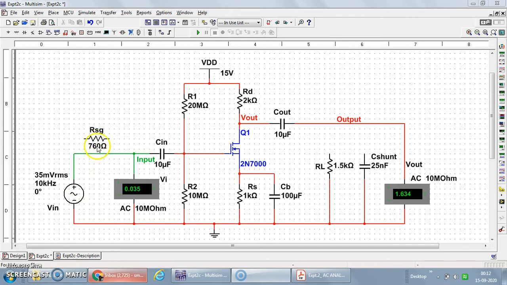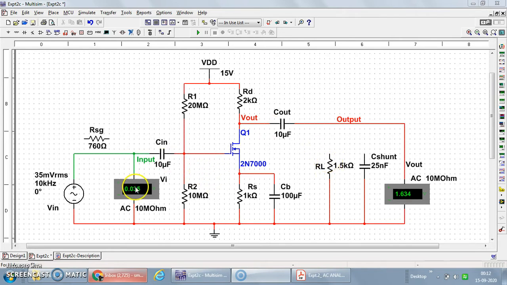We have already seen in the previous lectures that the smaller the value of the signal source resistance, the more it helps in increasing the gain, and the higher the value of the load resistance, the more it helps to increase the voltage gain. Its value is normally low for the signal source. So I have taken, for example, 760 ohm as the source resistance, designated RSG, and the load resistance I have taken equal to 1.5K. We can take its value 1K, 2K, 2.5K, 3K, up to those values.